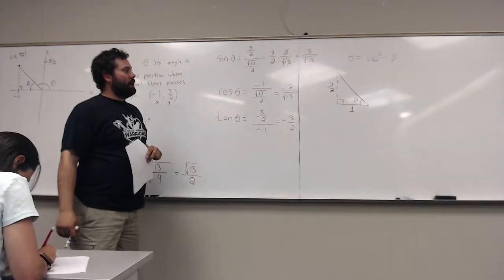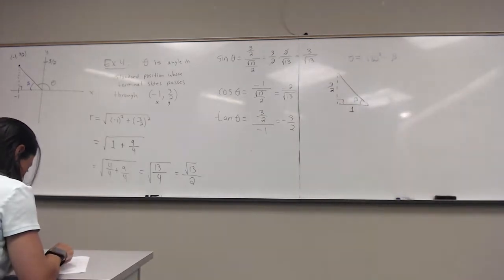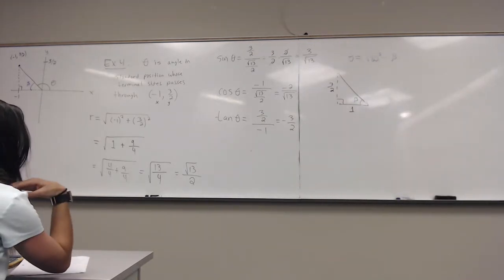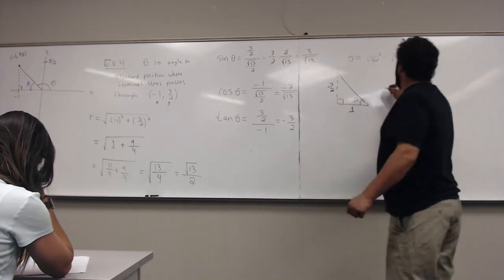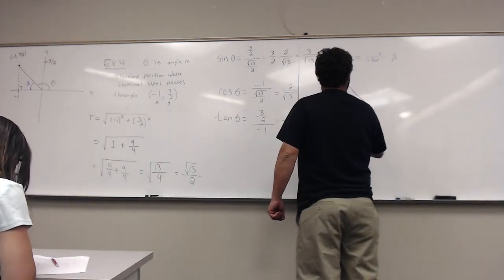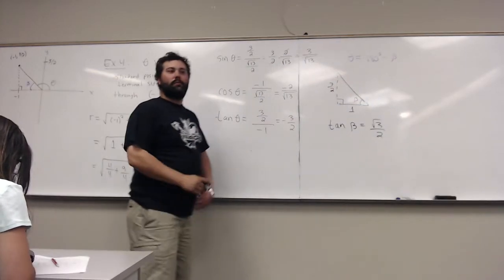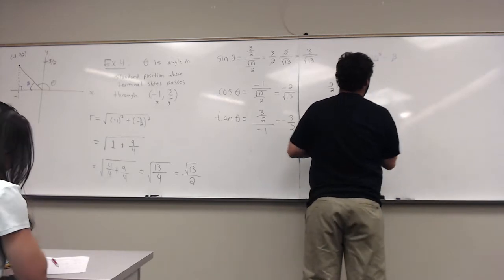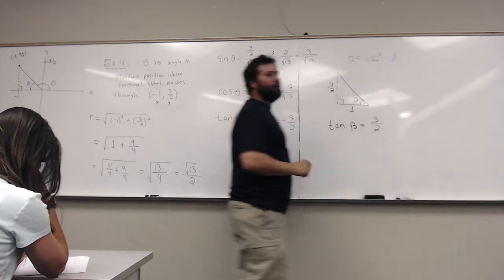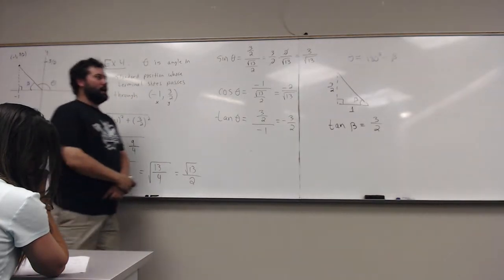Okay, and then how can I find beta? So first of all, let's set up an expression that involves beta. What trig function can I apply to that angle? Okay, since we know the opposite and the adjacent side, tangent of beta is just, well, it's root 3 over 2 divided by 1. Root 3 over 2, Chris. Too many radicals all over. It's 3/2 divided by 1.